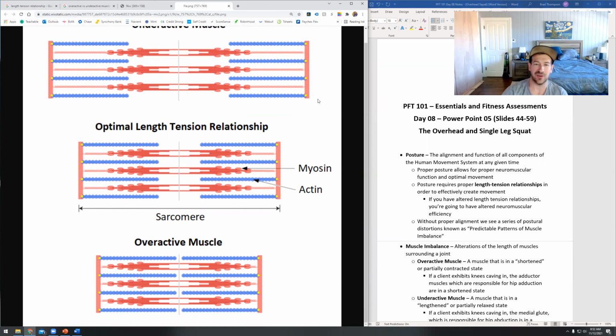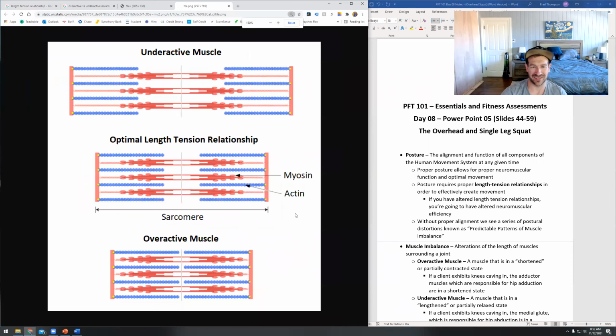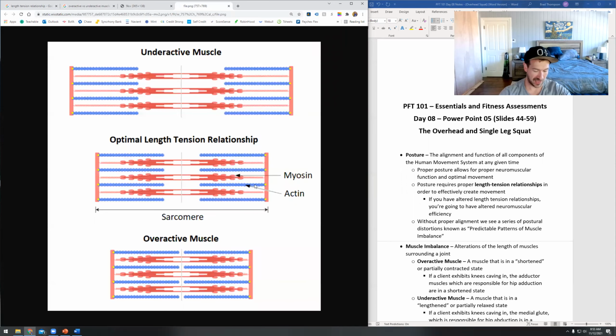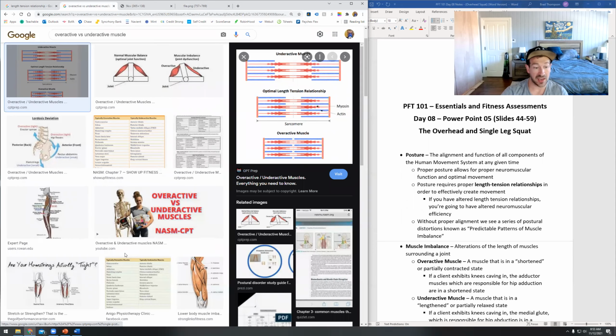I wish I had nice enough editing software for graphics. I would copy this and make the overactive one really short, pulling on the joint like this, and the underactive one really long, pulling like this. So this is what we're looking at in this overactive underactive situation, and it's altering our posture.